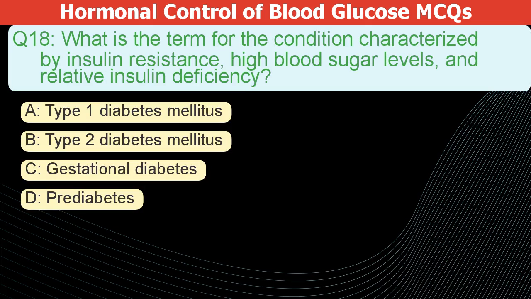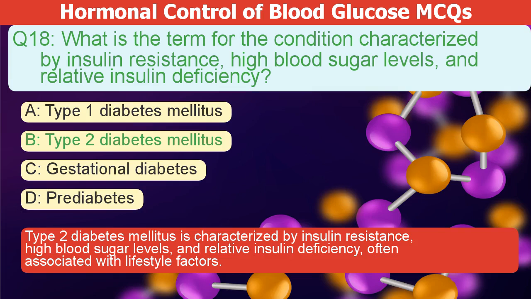What's the term for the condition with insulin resistance, high blood sugar, and relatively low insulin? A. Type 1 diabetes mellitus. B. Type 2 diabetes mellitus. C. Gestational diabetes. D. Prediabetes. The correct answer is B. Type 2 diabetes mellitus is characterized by insulin resistance, high blood sugar levels, and relative insulin deficiency, often associated with lifestyle factors.